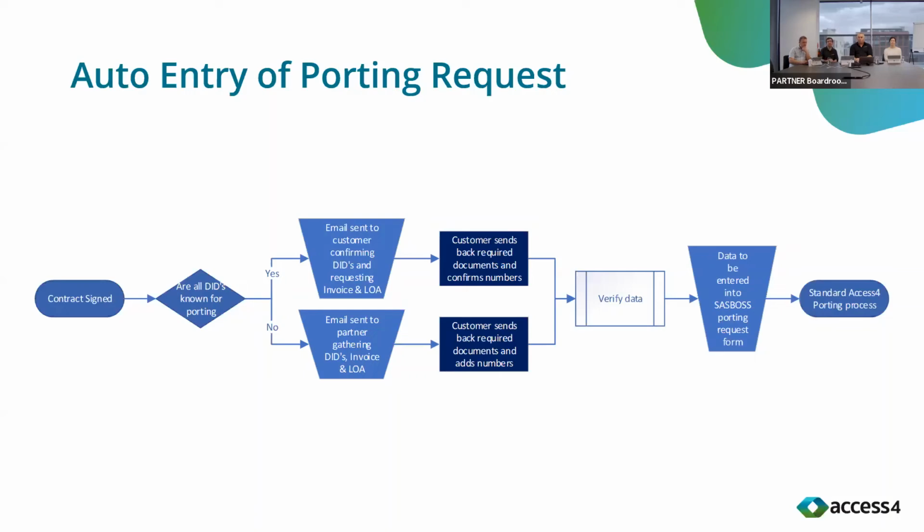So you get the contract signed from your customer. You may already know the DIDs that are involved. You may not, depending on what information the customer's provided to you. And that may or may not be in your CRM or your provisioning tools or anything like that as well. So if you do know those DIDs, you may be sending off an email to the customer confirming those numbers. You're also going to be getting their recent invoice, so you can get that in for the reporting process, as well as getting the LOA, so saying that we can port the numbers across.